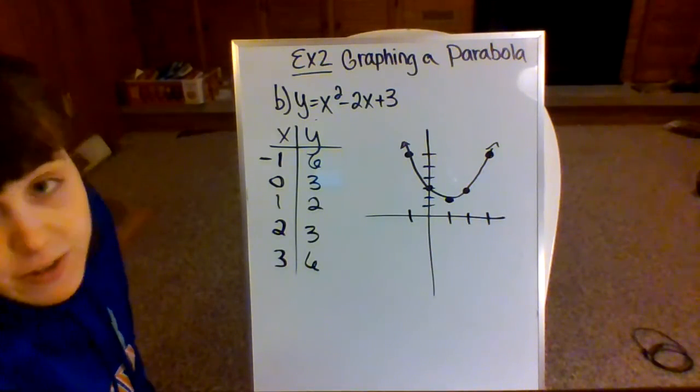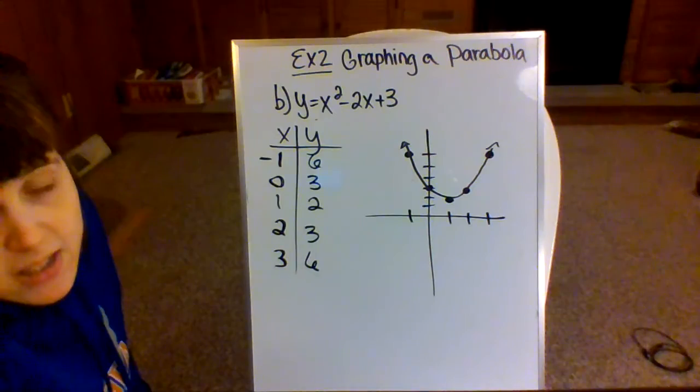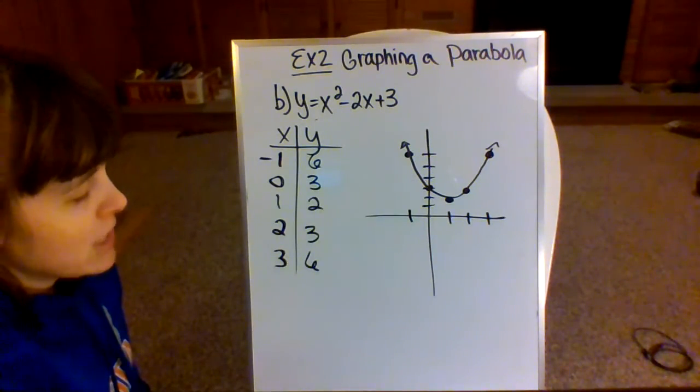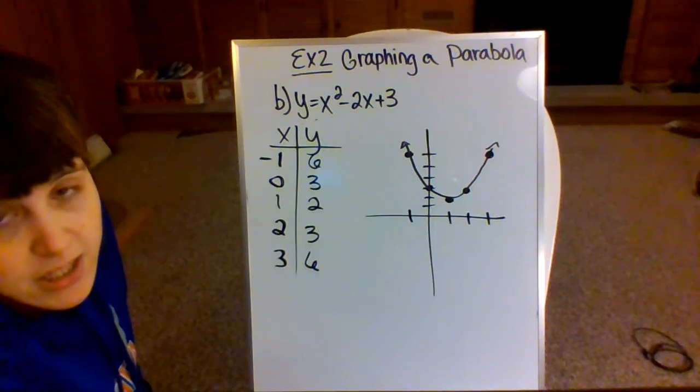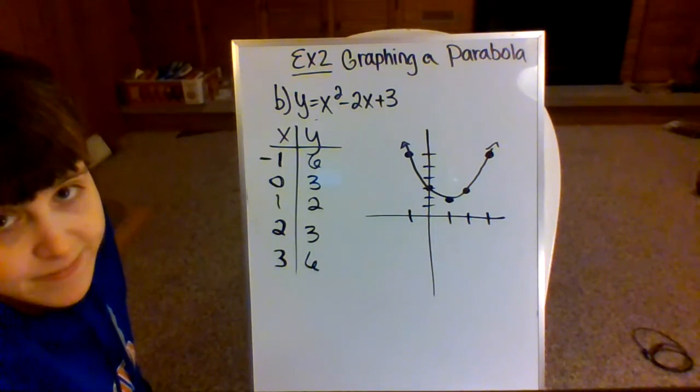Using an equation, you have to find the vertex first. Then you put the vertex at the middle of the table. You find points on either side. And then you graph it.